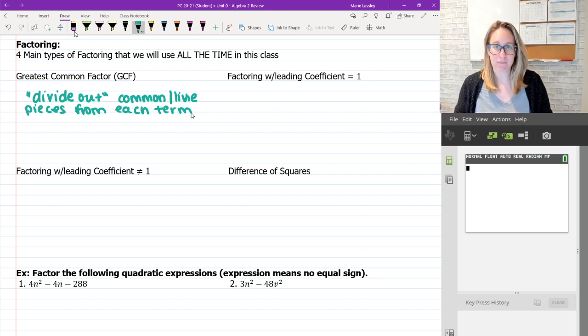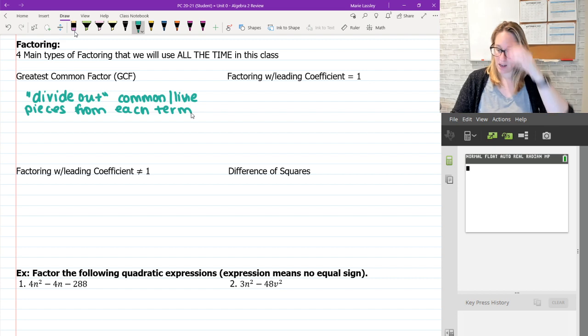Okay, now factoring with a leading coefficient equal to 1. Depending on who your teacher was last year, you may have factored a bit differently. But I like to use one standard way of factoring so we're all on the same page. Those of you who have heard of the box method, that is the method that I use for factoring.